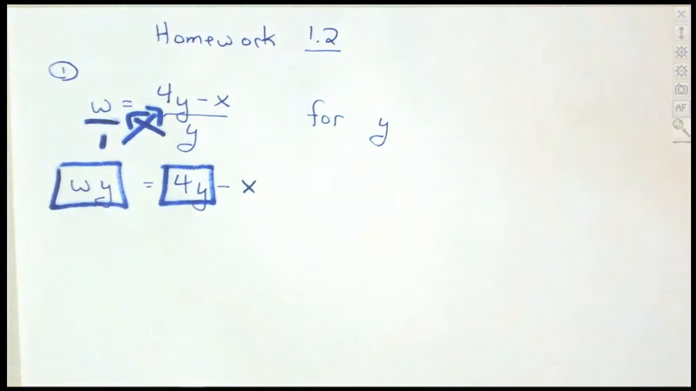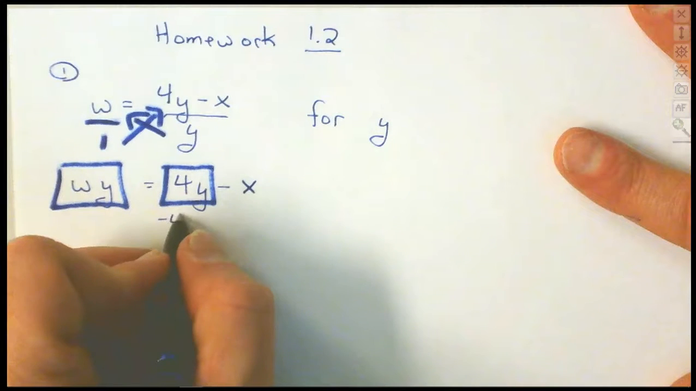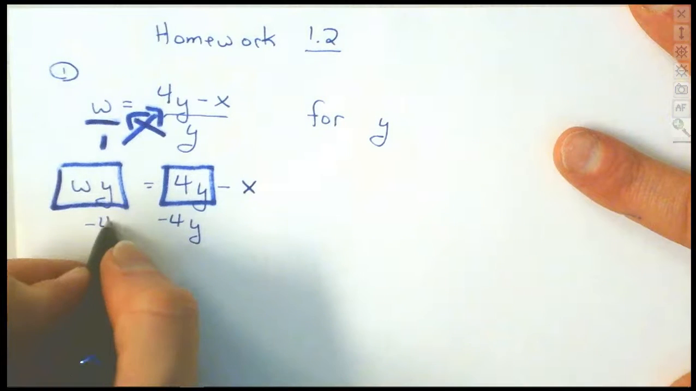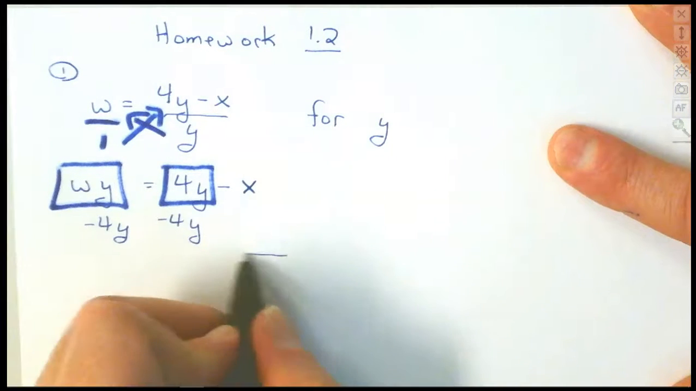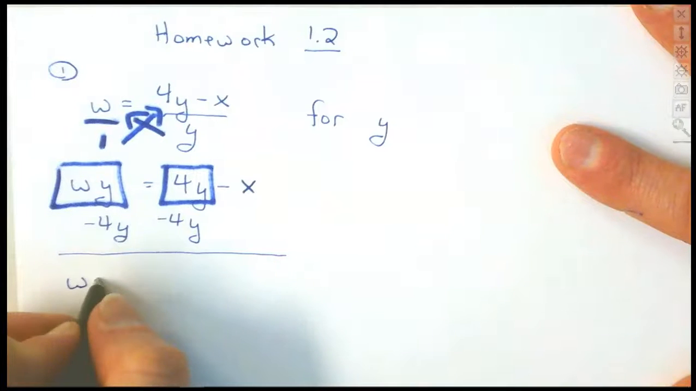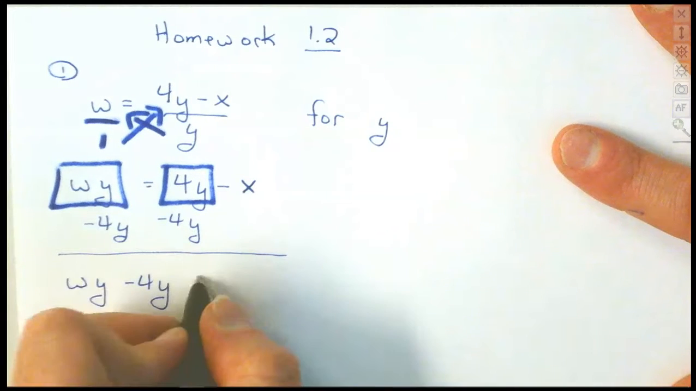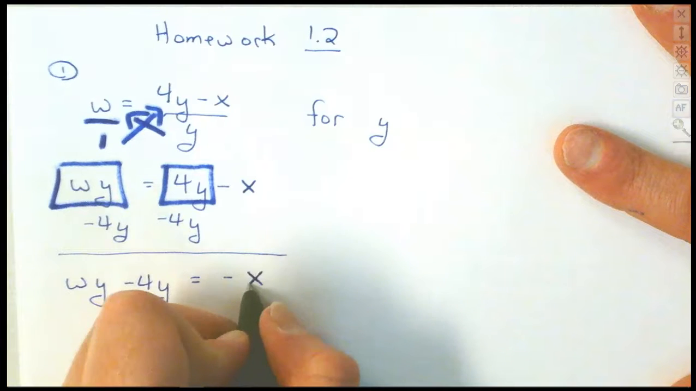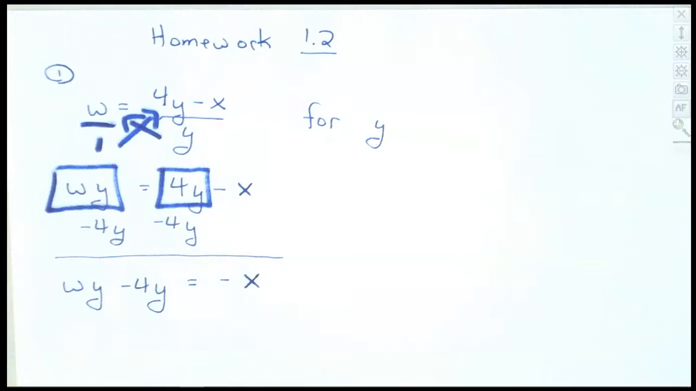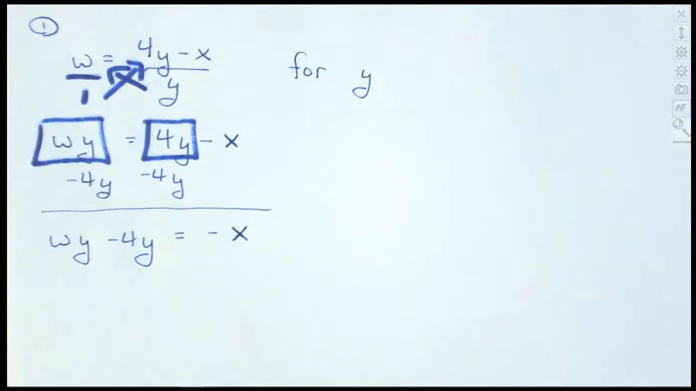This one's actually easier than the last one. So what needs to be moved over? We want the y's to go together on the left-hand side. So let's move that 4y over. Now we've got wy minus 4y equals a minus x. Is everyone okay with that so far?